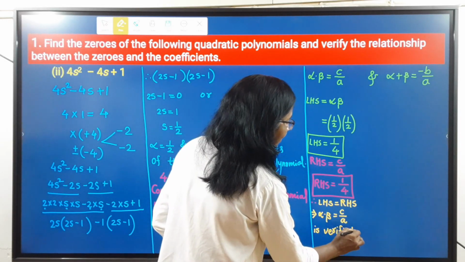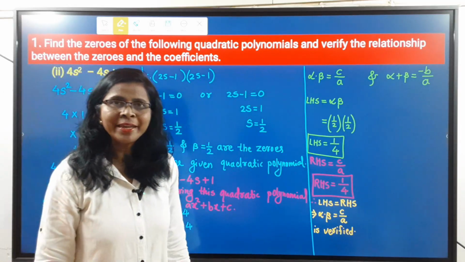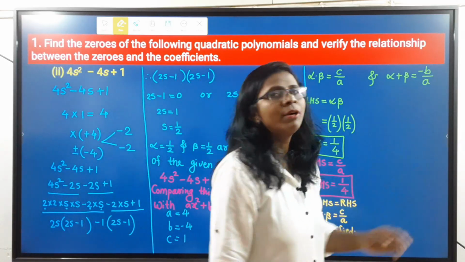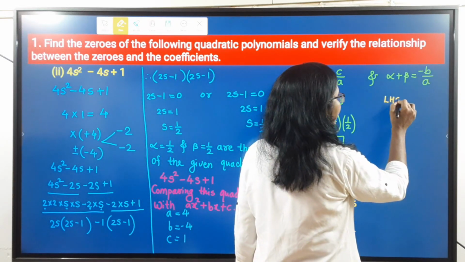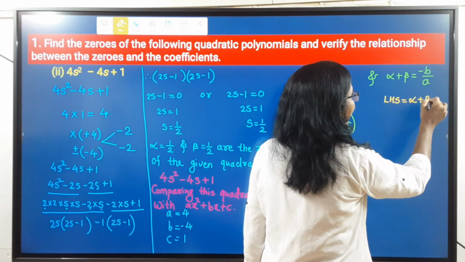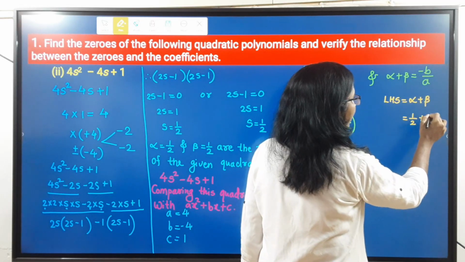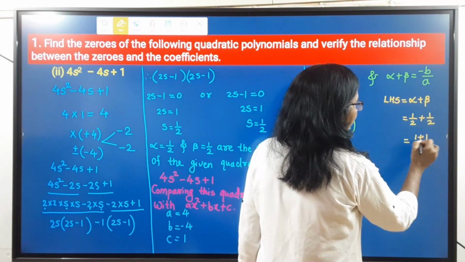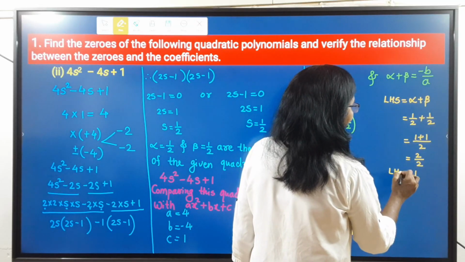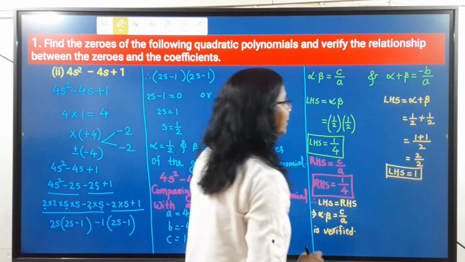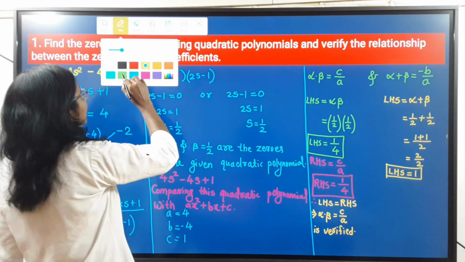Okay students, the next part is that we have to verify that alpha plus beta is equal to minus b upon a. First we write down the LHS, which is equal to alpha plus beta, that means 1 upon 2 plus 1 upon 2, that means 1 plus 1 upon 2, that means 2 upon 2, which is equal to 1. So here, students, LHS is equal to 1, and then the RHS.